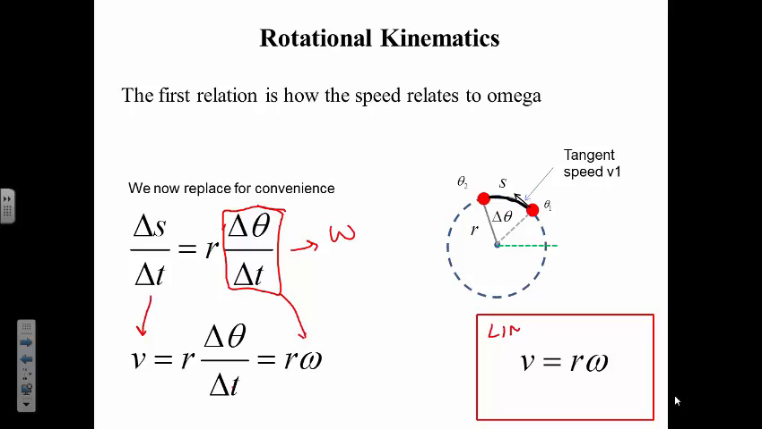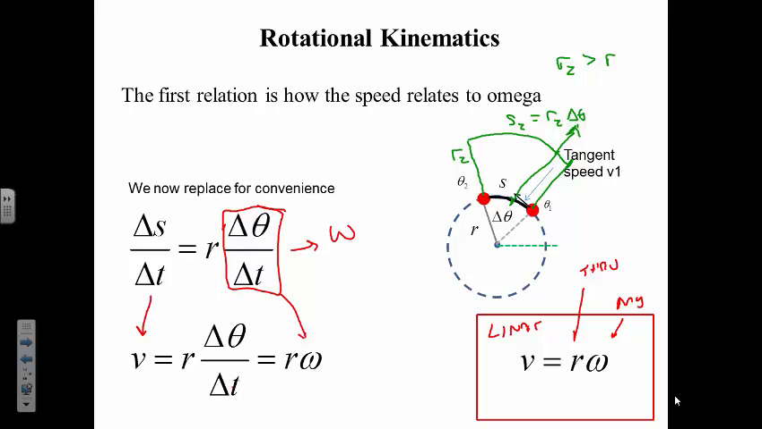The linear relates to the angular, and it does so through R. Going back to our runners on the track, we know that if someone's running further out here, and just like we said, S2 out here is bigger because it's a bigger R2, the delta thetas are the same, and R2 is larger than R. If these things are rotating at the same rate, that means the V out here, V2, must be larger than V1, because this person has to cover a larger distance in the same amount of time. And that's related through the R.